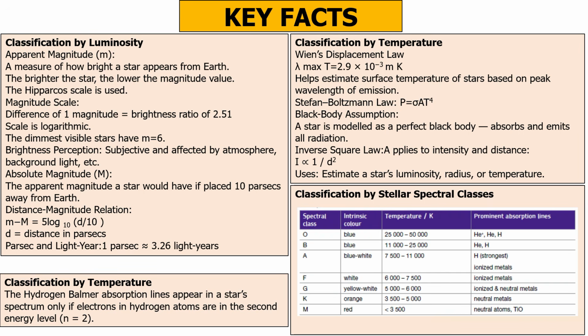The inverse square law applies to the intensity and the distance to an object. So intensity is proportional to 1 over the separation from the object squared, and we use this to estimate the star's luminosity, radius and temperature. Now in terms of classification by temperature, the hydrogen Balmer lines appear in a star's spectrum only if the electrons in the hydrogen atoms are in the second energy level. So this leads to classification by stellar spectral class, where we have our spectral classes of O, B, A, F, G, K and M, the intrinsic colours of each class, the surface temperature of those classes of objects, and the prominent absorption lines found in the spectra of those stars.